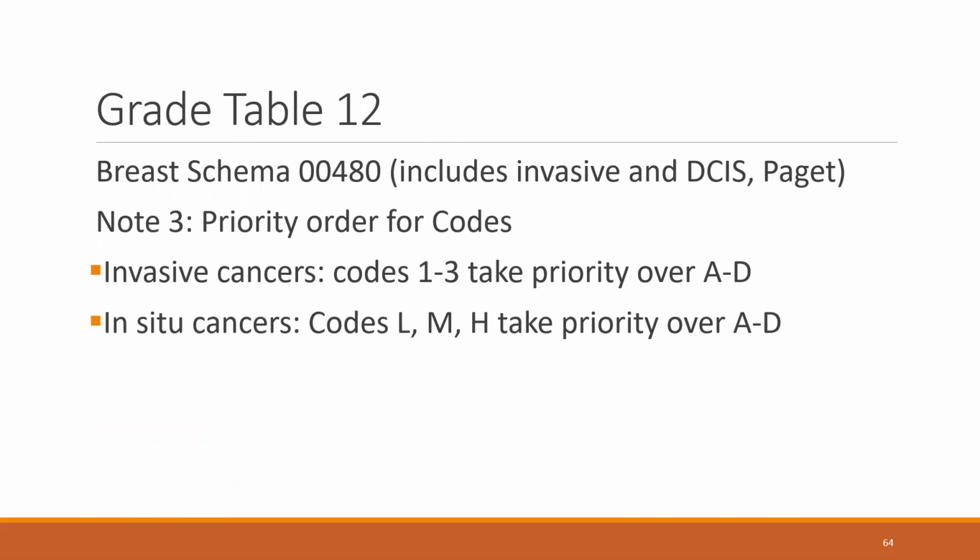Breast uses grade table 2. This is important because it does have different letters and numbers. So for invasive cancers, there are certain codes, 1 through 3, that are going to take priority over the generic A through D. If you have in situ cancers, codes L, M, and H are going to take priority over that generic A through D.